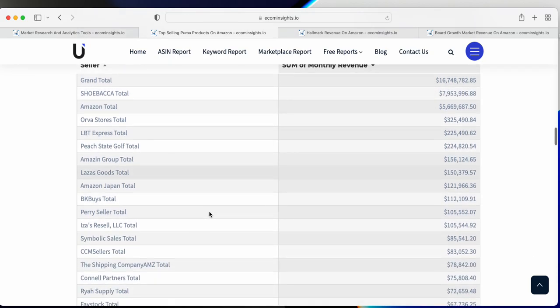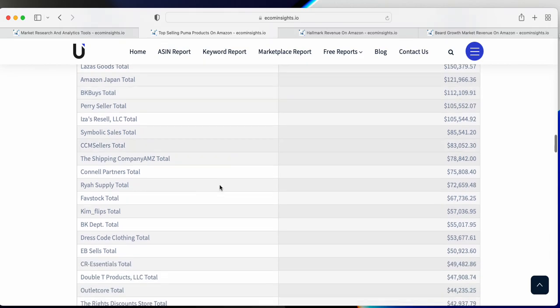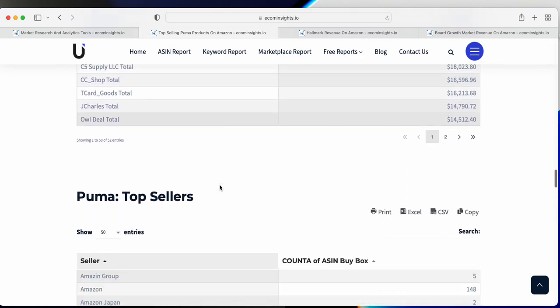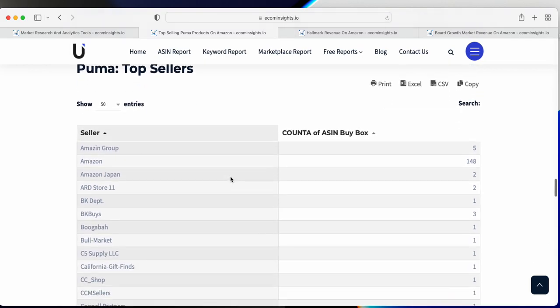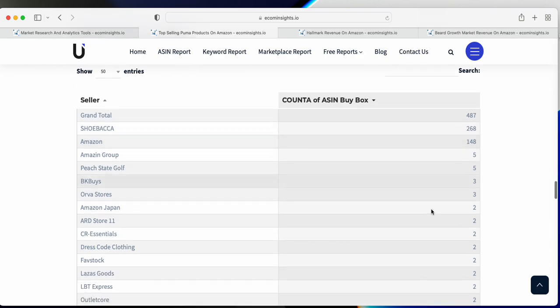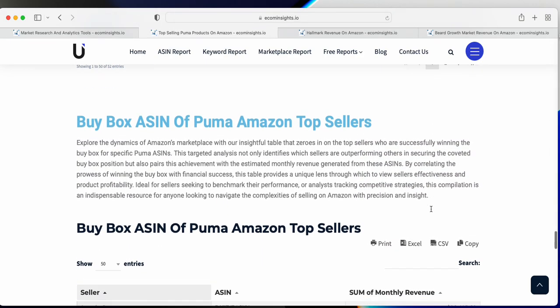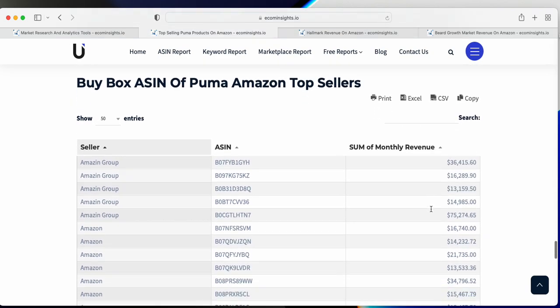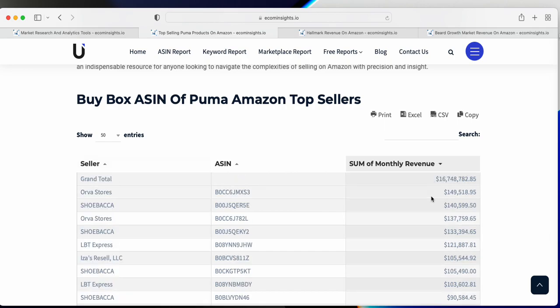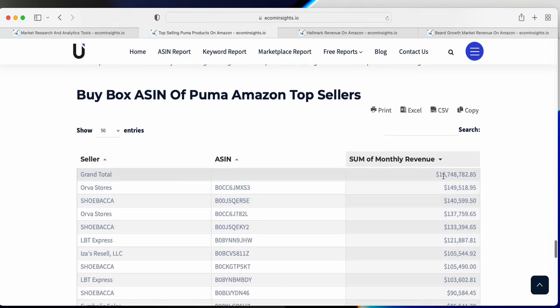And you can go down this list of the different sellers on the Puma ASINs and what their sales are. And you can get more specific. You can see there are a total of 487 ASINs we have for Puma here. Chewbacca has the buy box for 268. Amazon has 148. And then you can also go to this report here. You can see the total again, 6.7 million.